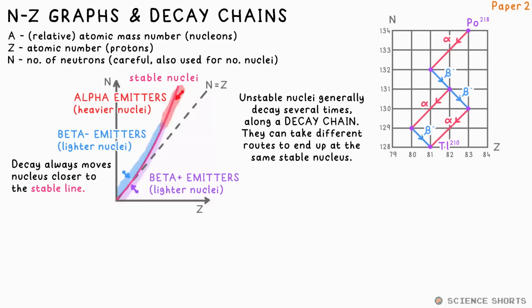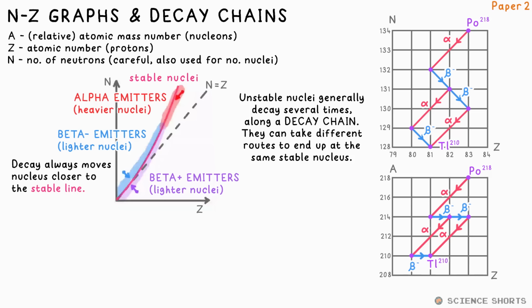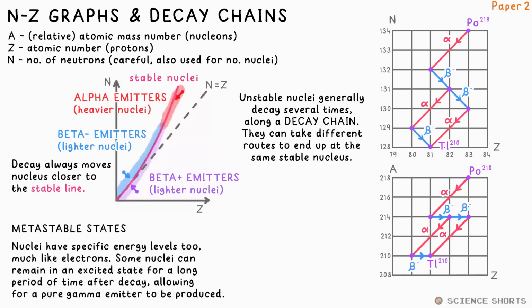We can zoom in on this graph to show the decay chain an unstable isotope will move through. They can also take different routes to end up at the same stable isotope. There are always diagonal lines in this case, but just be aware that you could get a graph of A against Z instead. In this case, you get a horizontal line for beta as the mass doesn't change. Briefly, metastable states, gamma emitters aren't drawn on this graph because, well, of course, the nucleus doesn't change. What usually happens is that an alpha or beta decay occurs, leaving the nucleus at an excited energy state, much like an electron. It will usually de-excite instantly, emitting a gamma photon then as well.